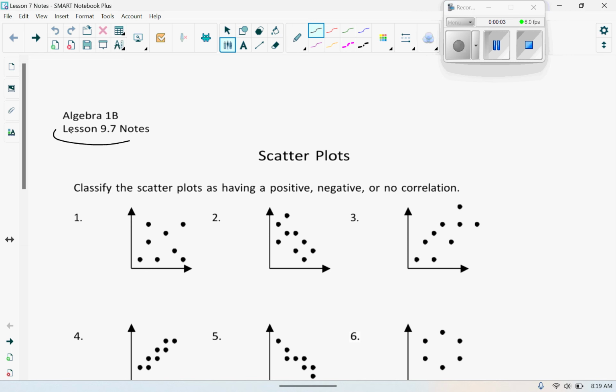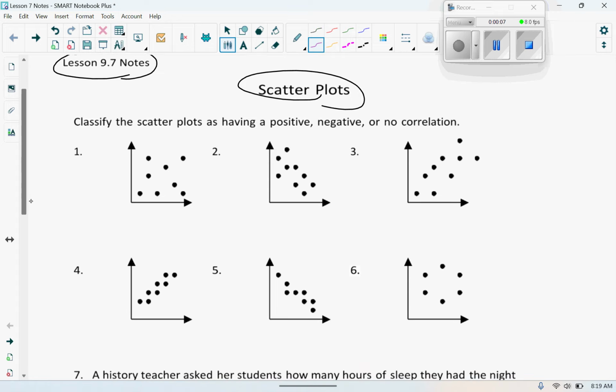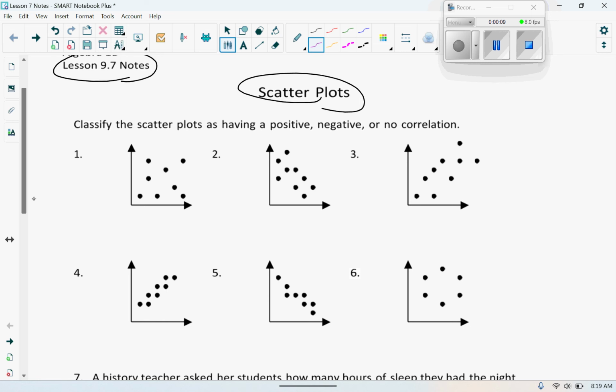Guys, welcome to lesson 7 where we're going to talk about scatter plots. We've talked about this a little bit before, and so we're looking for when things are correlated. That means they're related and they have some kind of pattern. If you'll notice, one has no pattern at all. If we were to draw a line with this pattern, it looks like it has a negative slope. So this is considered a negative pattern.